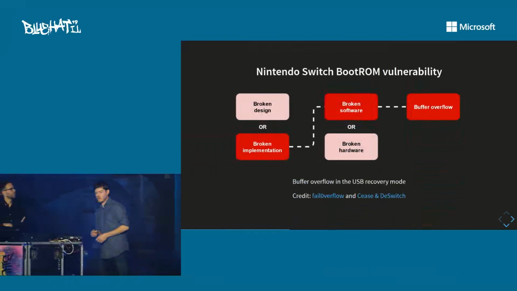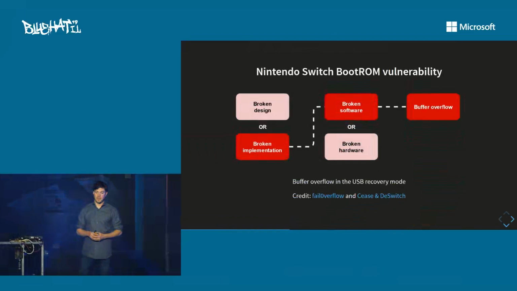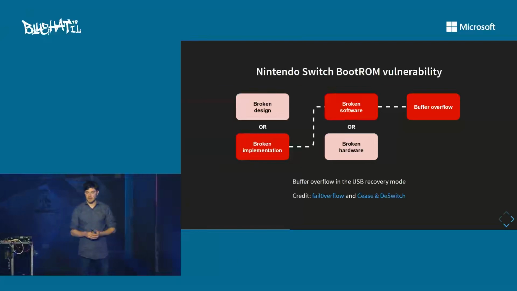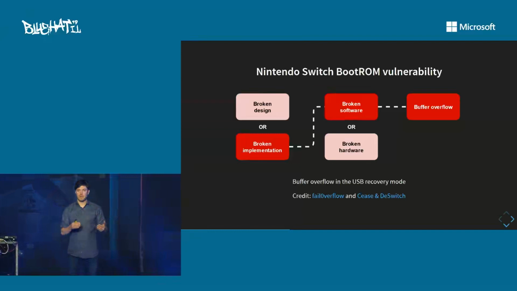Our second example is a Nintendo Switch boot ROM vulnerability, and we believe this to be a software issue that was basically due to a broken implementation. And it's basically a classic buffer overflow attack. So in the USB recovery mode, there's this buffer overflow, which can actually just be exploited using normal software exploitation techniques.